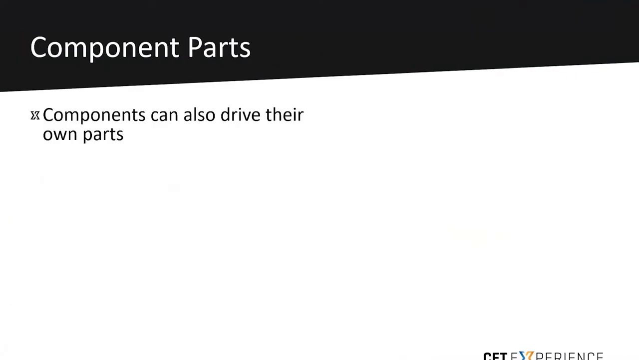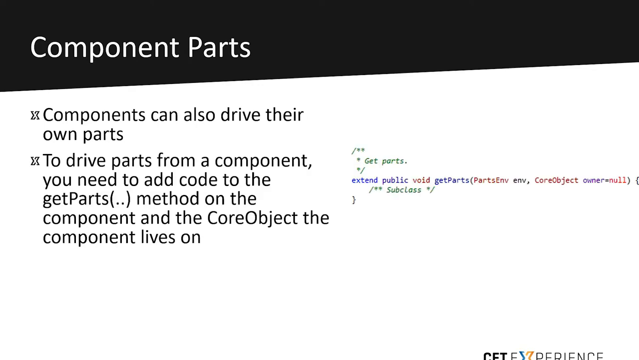So components can drive their own parts. So this is another big differentiator between components and vessels. Not to say that you can't get parts from a vessel, but components actually have parts logic built in, and core objects have the ability to easily get parts from components. So if you're trying to debate on whether or not to use a component or a vessel, and there's the need for parts, you're probably going to want to lean towards component. So to drive parts from a component, you simply need to add code to the getParts method on the component and on the core object the component lives on.